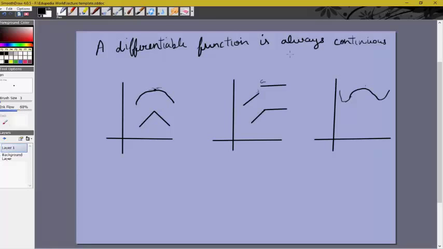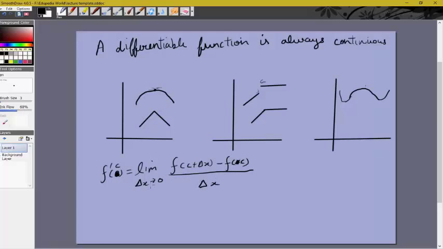So being differentiable is a much stronger condition than for it to be continuous. Let's try to prove this now. If the function is differentiable at a point C, then we know that f dash of C is equal to the limit as delta x goes to 0 of f of C plus delta x minus f of C, divided by delta x.